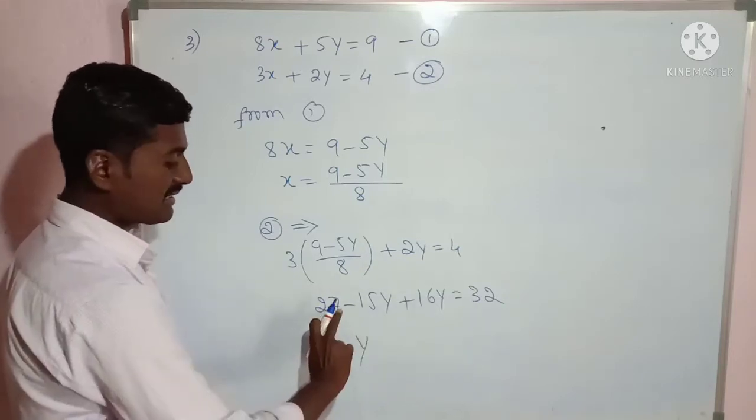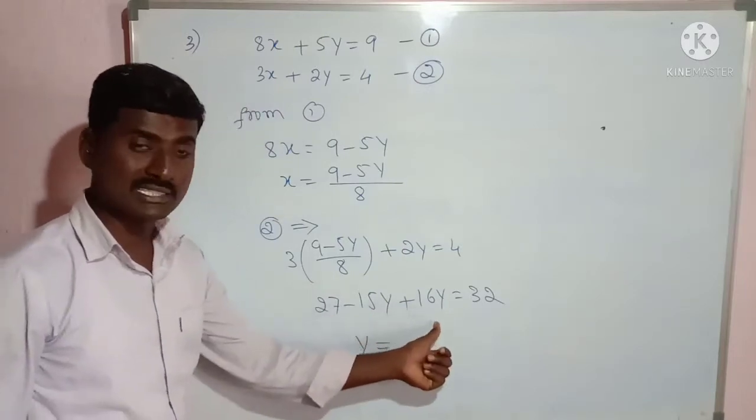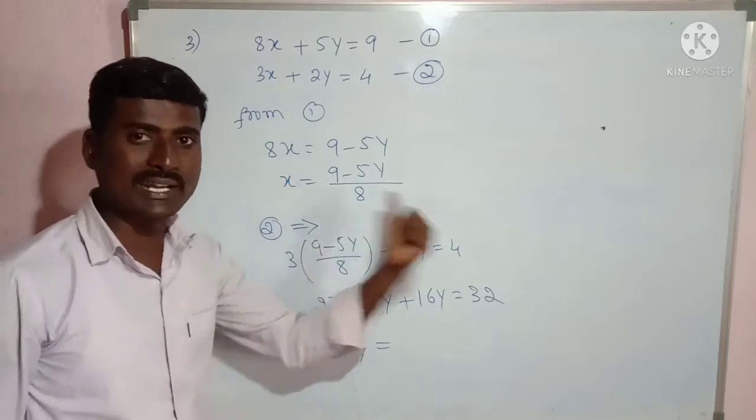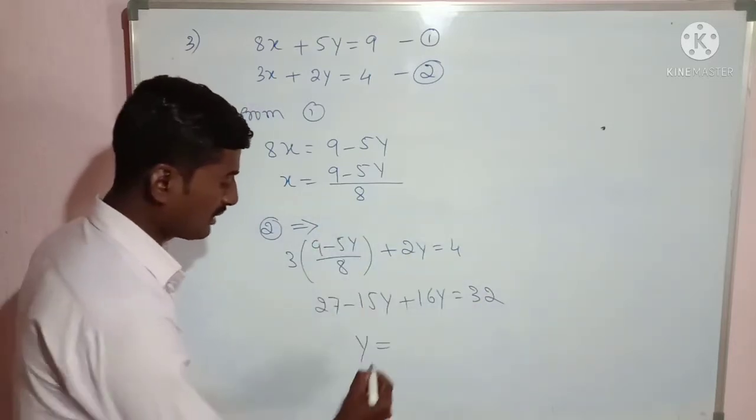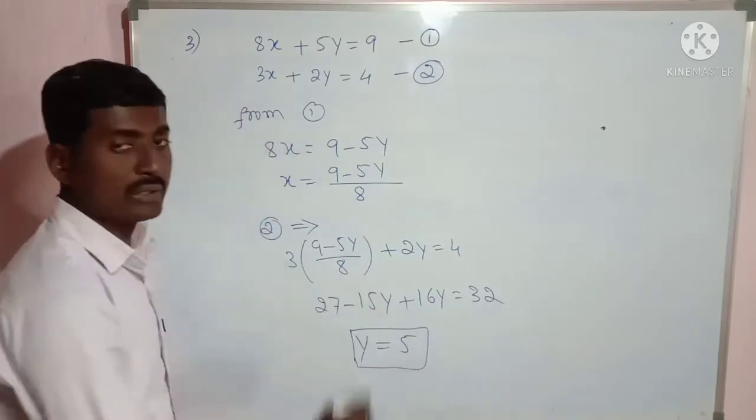I will take this 27 to the right side. This is equal to minus 15y plus 16y is plus y. Now I will take this 27 to the right side. That is 32 minus 27. 32 minus 27 is how much? 5. Okay. So the value of y is 5.